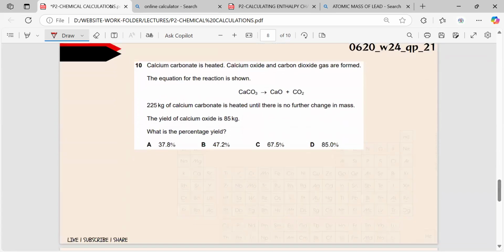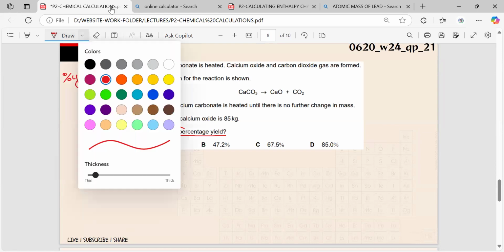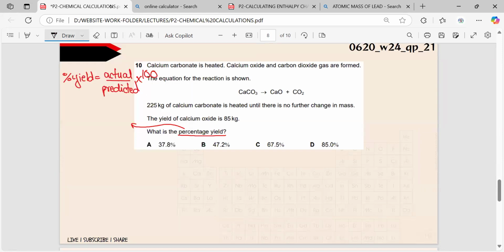The question about percentage yield. Okay. So for the percentage yield, if you need to find the percentage yield, first you will write the formula. Percentage yield formula is actual yield divided by theoretical yield, which is also known as predicted yield, multiplied by 100. This is the formula of percentage yield.